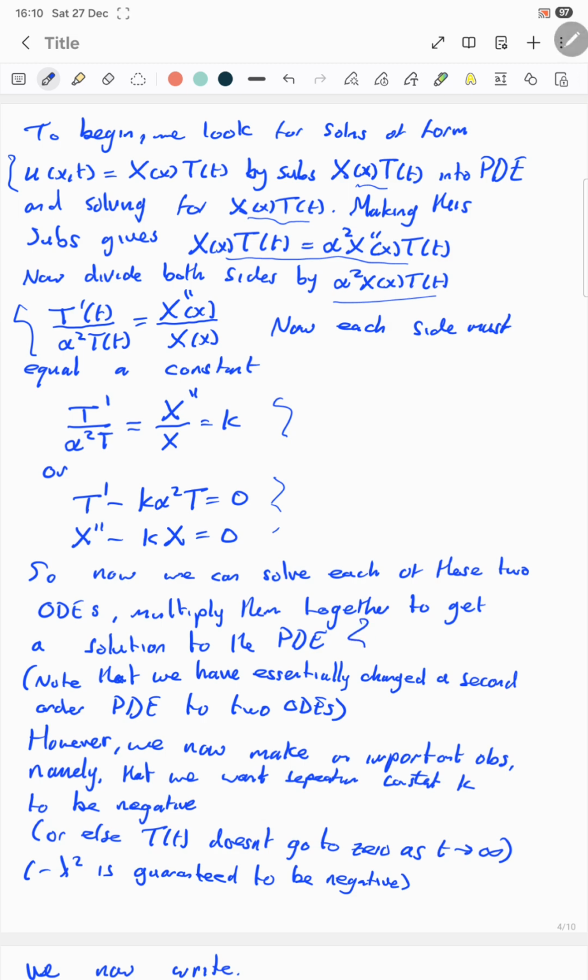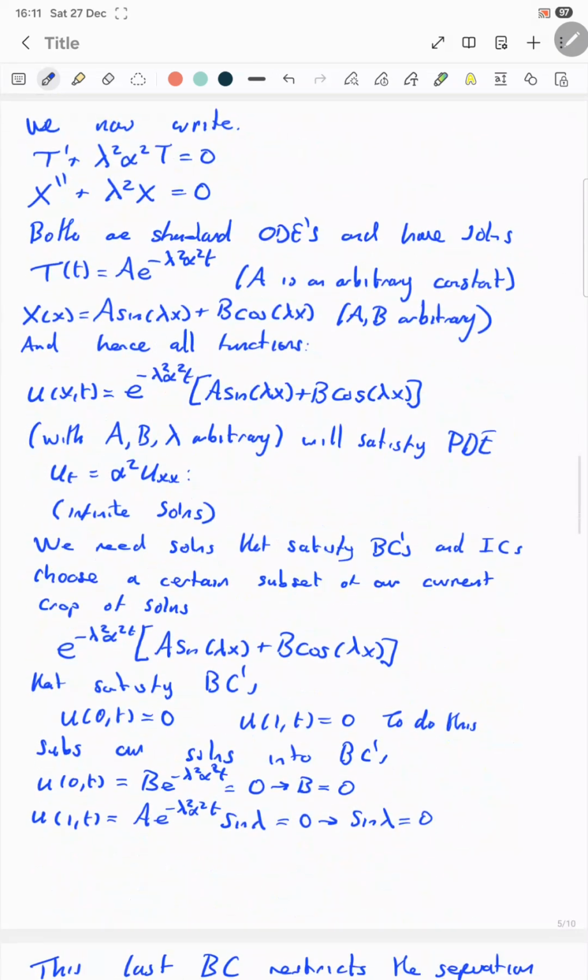So now we can solve each of these two ODEs, multiply them together to get a solution to our PDE. Note that we have essentially changed the second order PDE to an ODE. However, we now make an important observation, namely that we want the separation constant k to be negative, or else our T doesn't go to 0 as t goes to infinity. So we'll choose minus lambda squared as it's guaranteed to be negative.